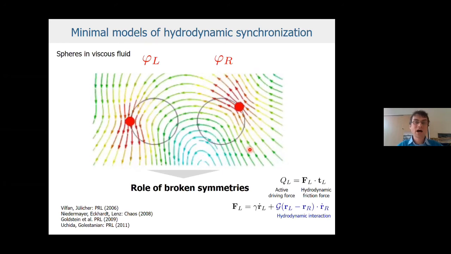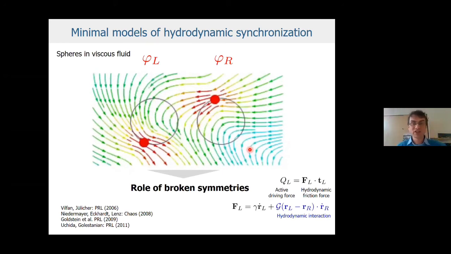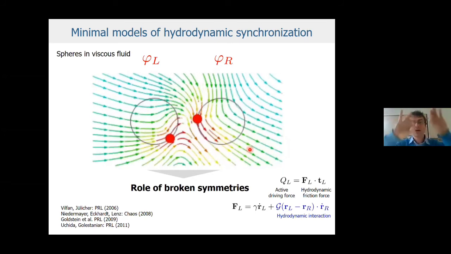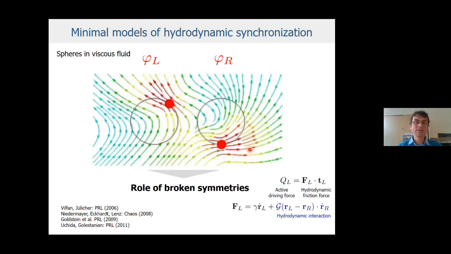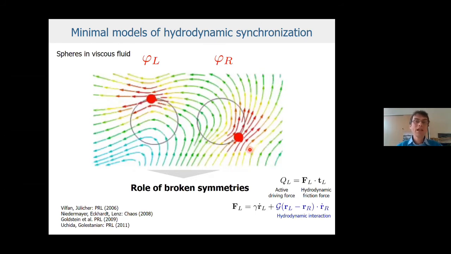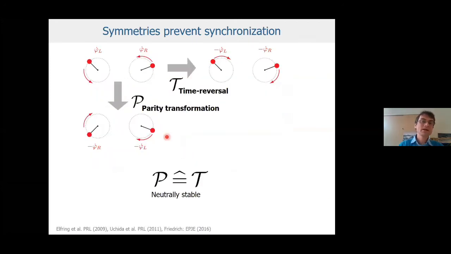And then you can ask, if you have two of these spheres and they move on periodic circular orbits, will they synchronize by their hydrodynamic interactions? So in this case, they are, of course, hydrodynamic interactions. And the answer is, in this minimal model, the two spheres feel each other, but they don't synchronize yet, because the system is too symmetric.